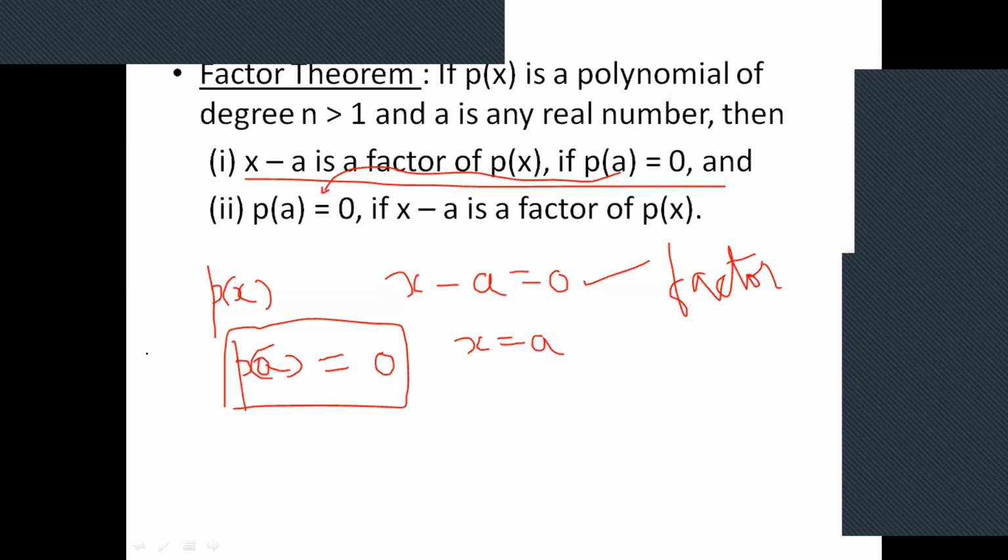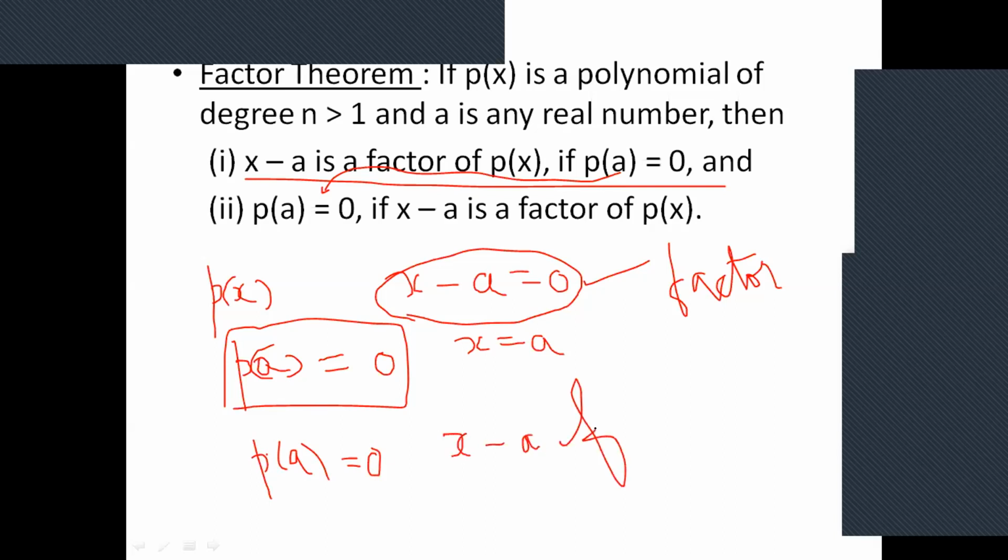Okay, so now what does it say? I have told you, suppose you have to divide p of x by x minus a, and you substitute x equal to a in p of x, and you get p of a equal to 0, then clearly x minus a is a factor. Now suppose you know that p of a is equal to 0, then we know that x minus a is a factor. This is the first thing. x minus a is a factor. This is what we have here.